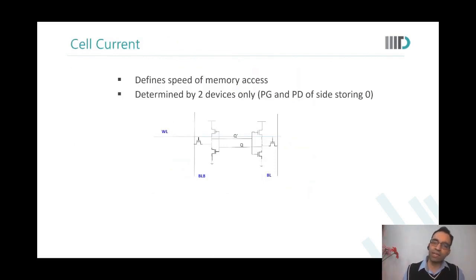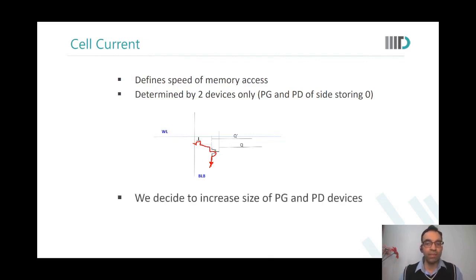Cell current is about, as I said, the speed at which the bit lines can discharge. And it is essentially determined by the sizing of this stack. The bigger the devices, the more current there would be. But realize, the bigger these devices, more is the leakage also. More is the capacitance of the bit line also. So we cannot simply keep on increasing the size.